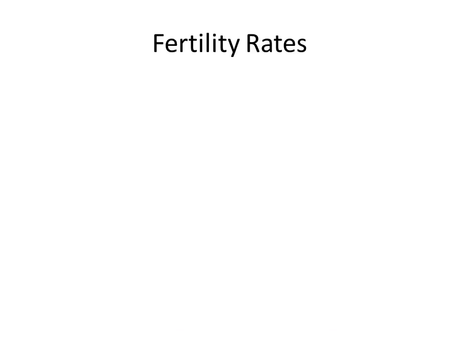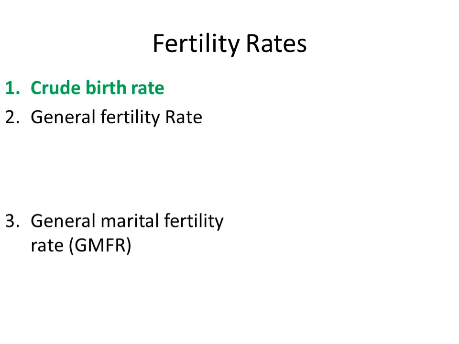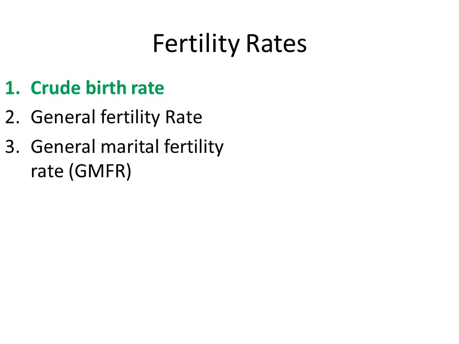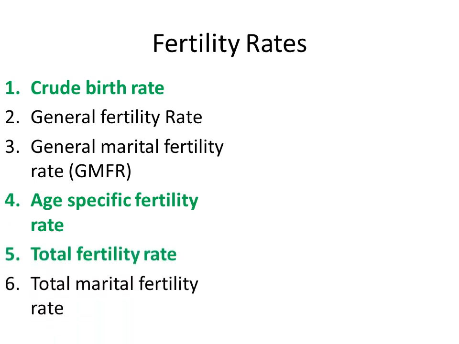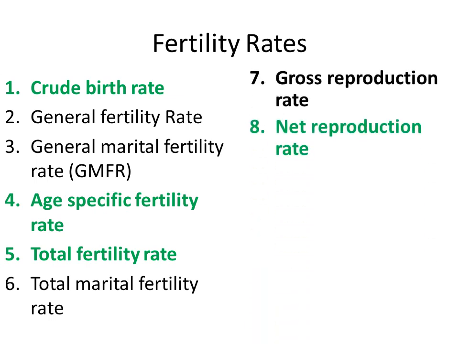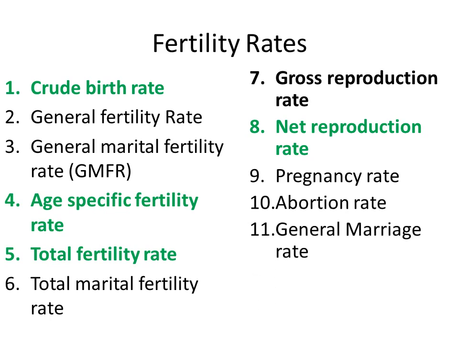The following fertility rates would be discussed, which are important for an undergraduate MBBS student: crude birth rate, general fertility rate, general marital fertility rate, age-specific fertility rates, total fertility rate, total marital fertility rate, gross reproduction rate, net reproduction rate, pregnancy rate, abortion rate, and general marriage rate. Couple production rate would be touched upon because it is an important topic.